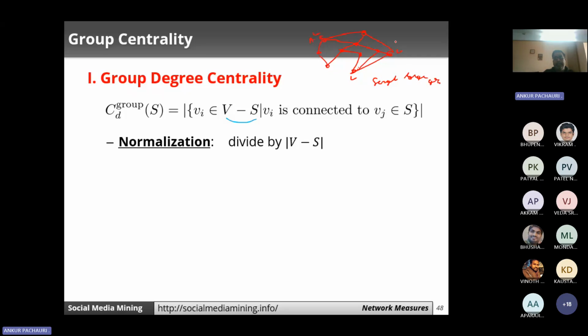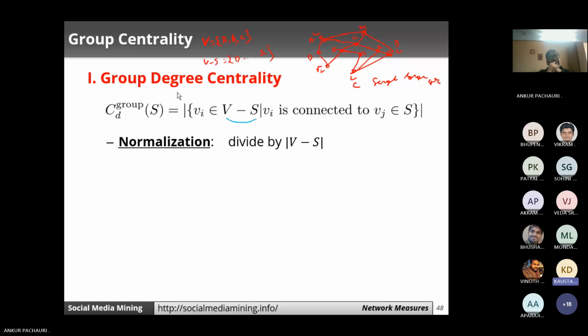So suppose A, B, and C can be considered as one set. So this will be my super node S. I will bring them together and put them in one set, and the rest, D, E, F, G, H, I, J, will be a part of V minus S. D to J, whatever they may be, will be part of the V minus S set.